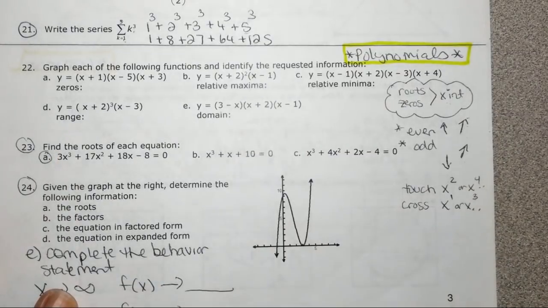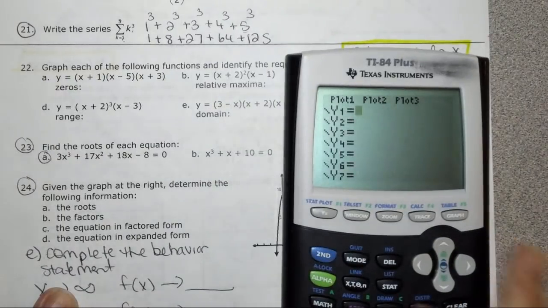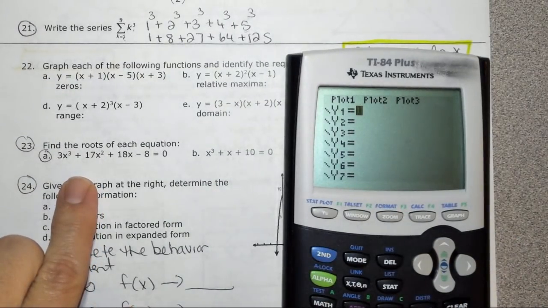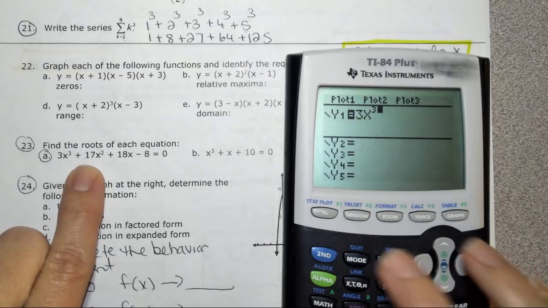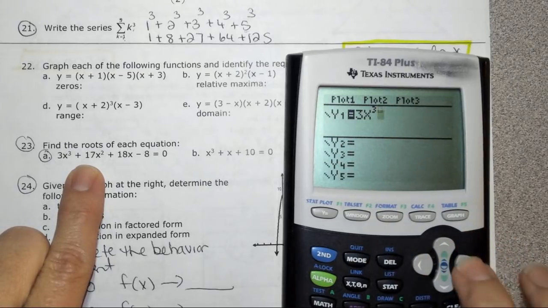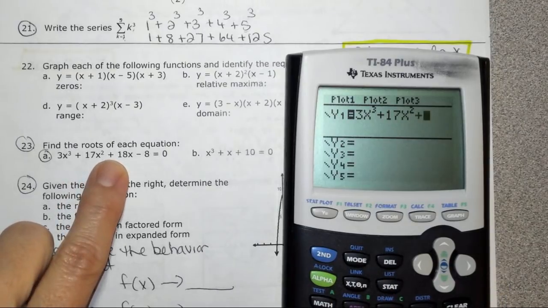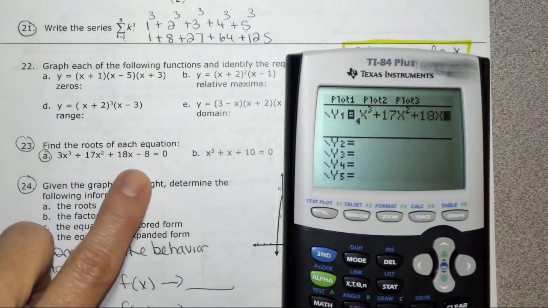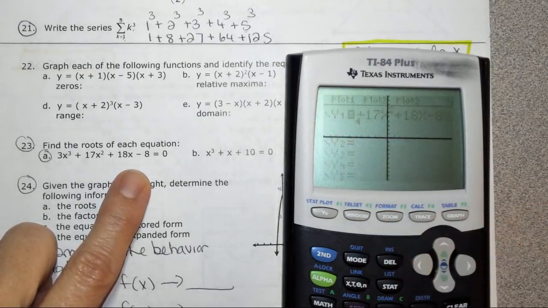On number 23, it actually asked me to find the roots. And again, we said roots just mean x-intercepts. So I'm going to make my life easy and simply type this in. So 3x to the third plus, oops, gotta remember to arrow out, plus 17x squared plus 18x minus 8. So I'm going to type that whole thing in my y equals, and then I'm going to hit graph.